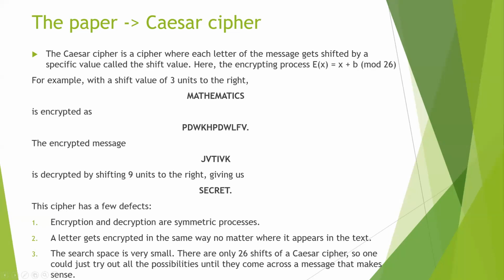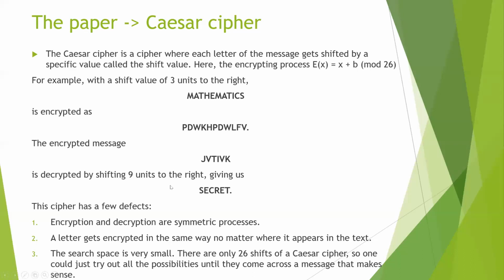This cipher indeed has a few defects. One, encryption and decryption are symmetric processes. That is, if you have a shift value of 3 units to the right, decryption is 3 units to the left. Two, a letter gets encrypted in the same way no matter where it appears in the text. So if you identify that so far M becomes P in the text, then for every M in the plain text, it will become P in the cipher text.